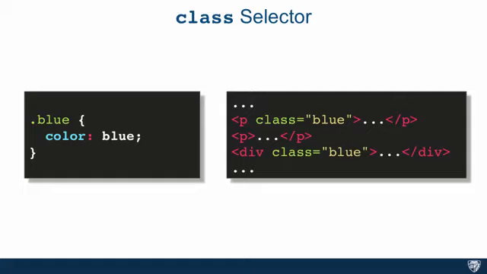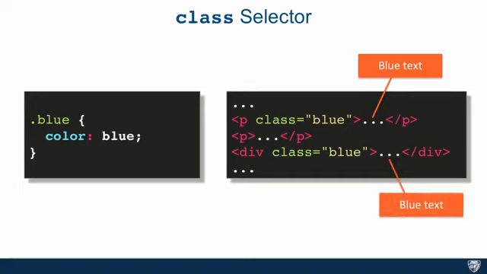So in this case, we have a P, the paragraph tag, and the div tag both have the attribute class equals blue, and therefore their content or their text content will be colored blue. Notice that a different paragraph that is not marked with attribute class equals blue is completely unaffected by this.